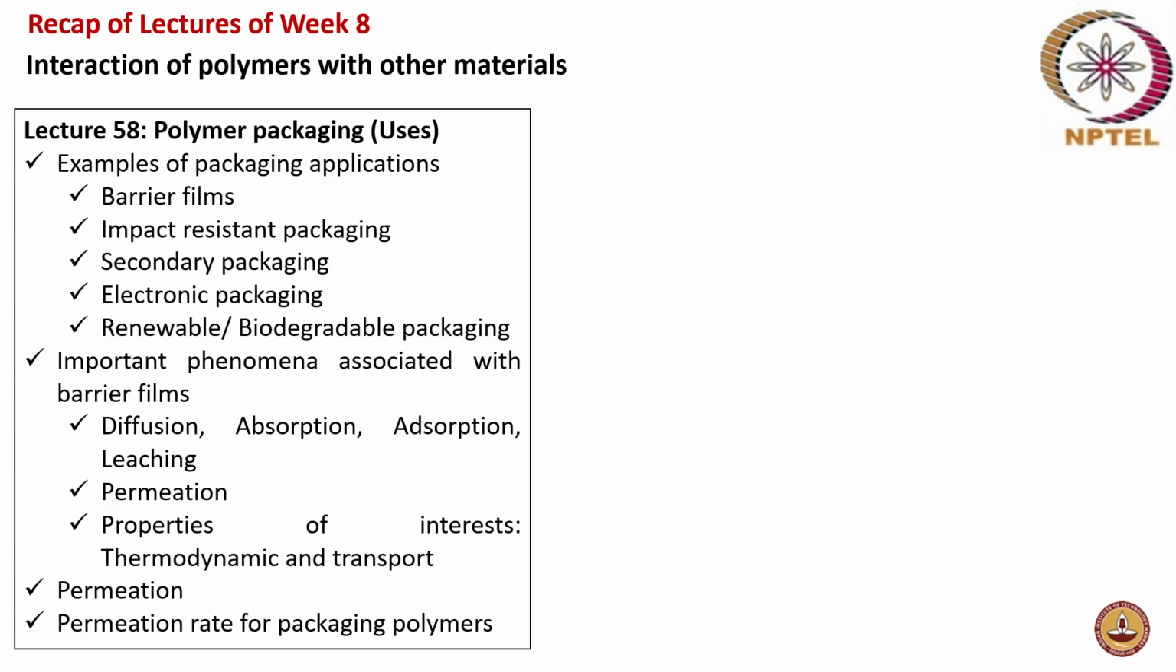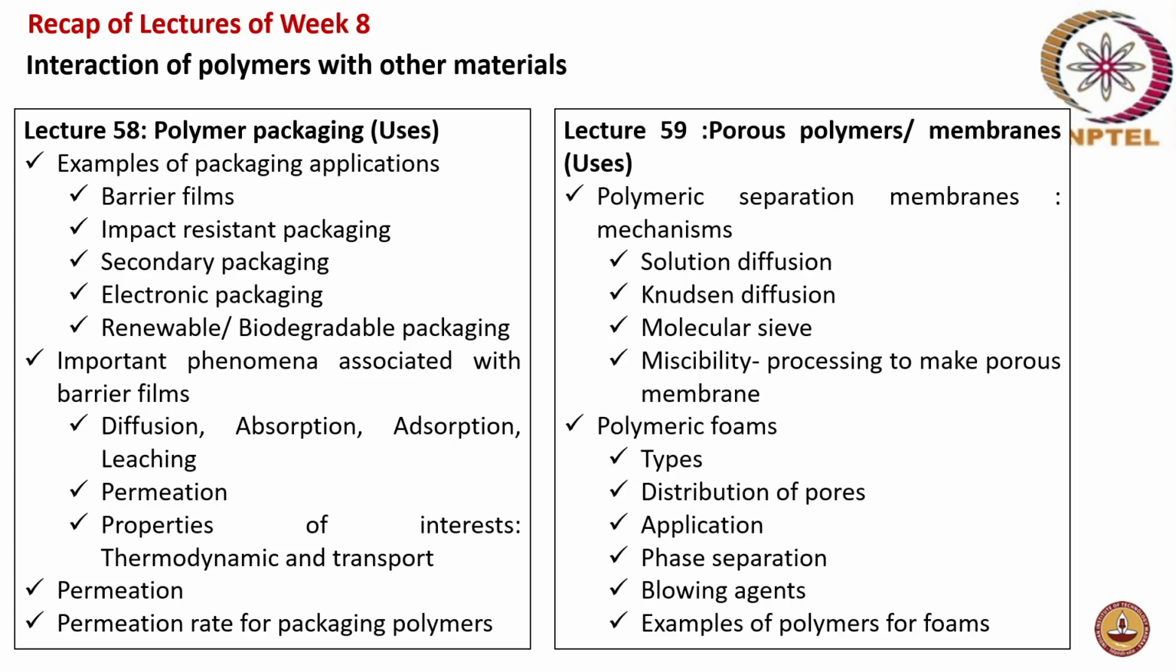And then important phenomena associated with barrier films, right? Because barrier films means, for example, oxygen barrier means they should not allow oxygen to diffuse in, and similarly, moisture barrier means your moisture should not diffuse inside the packaging. So the diffusion, absorption, and then adsorption and leaching, so these concepts of permeation, and then properties of interest and thermodynamics and transport of the properties of interest were discussed. And then what is permeation and permeation rate for packaging material, so these were all discussed in polymer packaging.